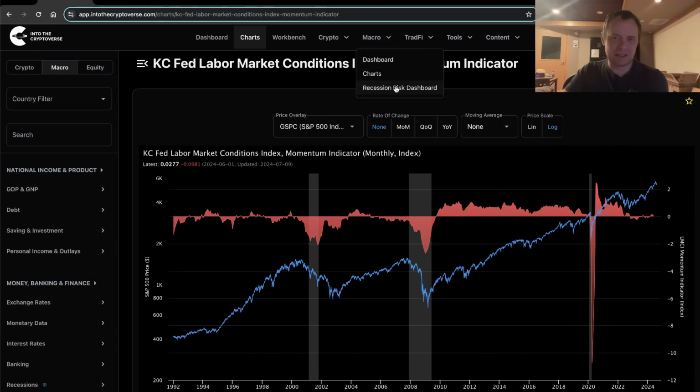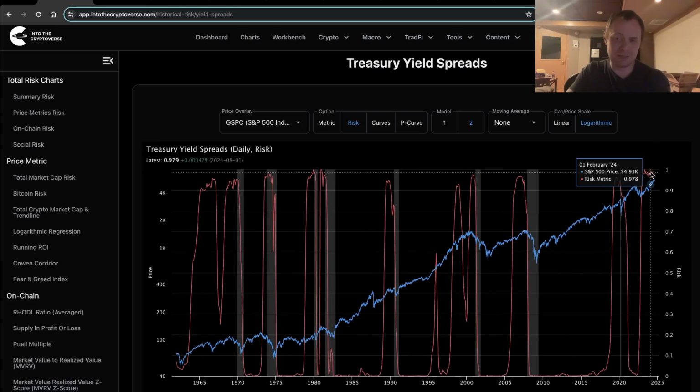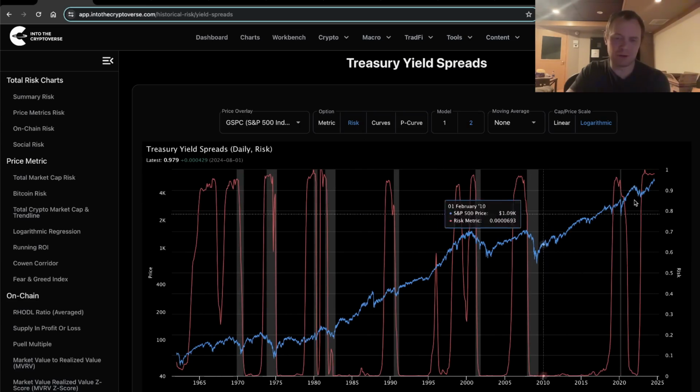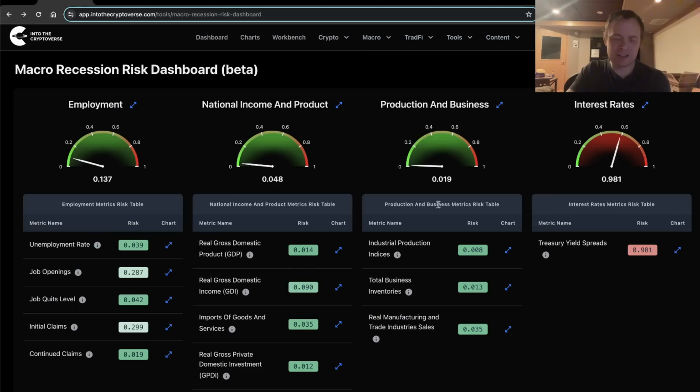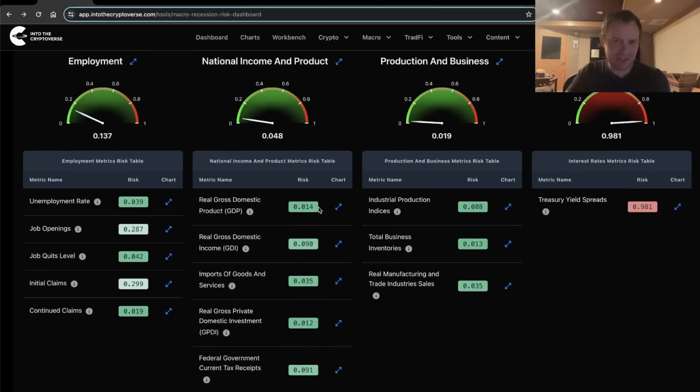The other thing I'd like to take a look at, we do have a recession risk dashboard, and the only things that are starting to show some concern, the interest rates have obviously been showing concern for a long time, right? Like if you look at the risk in that, it's been really high for a long time, but it can stay high for a long time before it means anything. Where it's starting to pick up a little bit is in the employment data. I mean, if you look at national income and product and production and business, the risk levels are still relatively low. And that's my point, right?